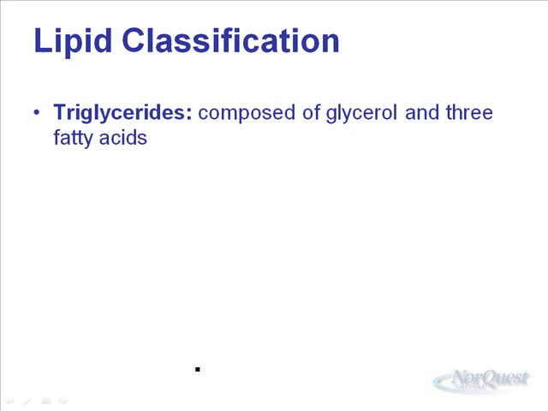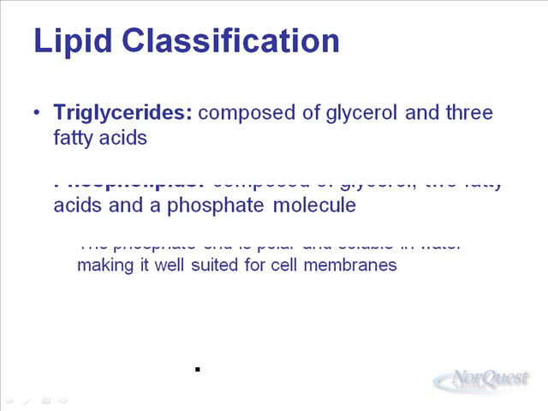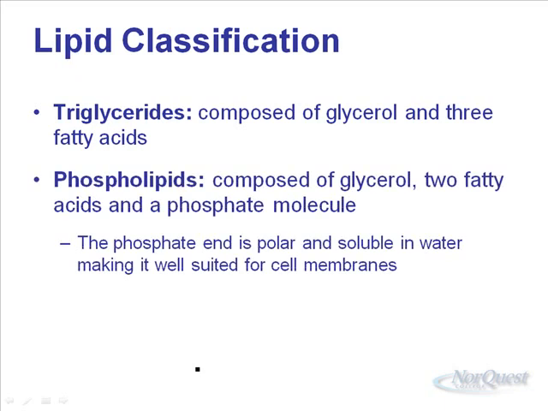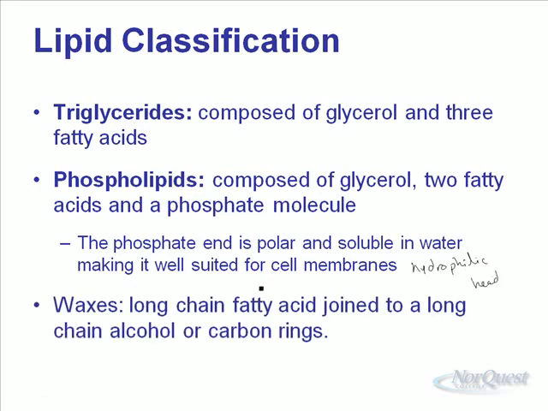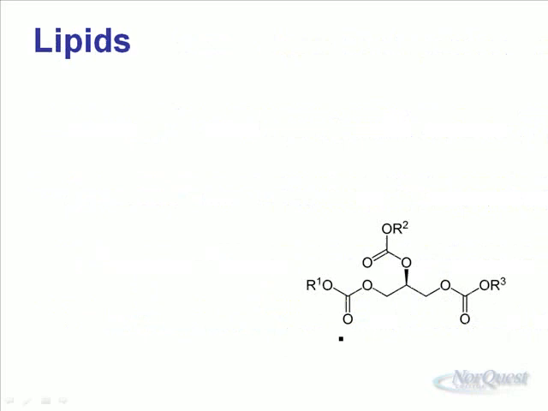Now moving on to lipids, probably one of the most important lipids we'll talk about are triglycerides. They're composed of glycerol and 3 fatty acids. There's phospholipids. We've already talked about this quite a bit. It's composed of a glycerol, 2 fatty acids, and a phosphate molecule, and that phosphate is the hydrophilic head. There's also waxes. These are long chains of fatty acids joined to alcohol chains or carbon rings. We won't spend much time talking about waxes.